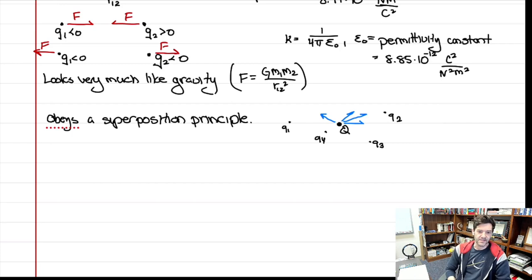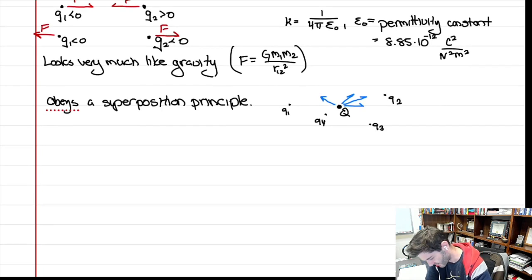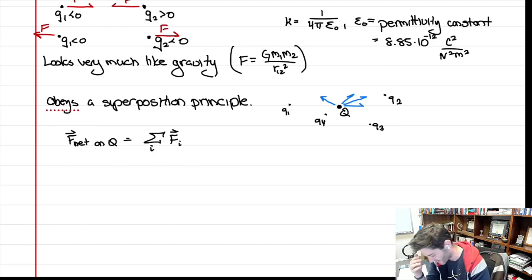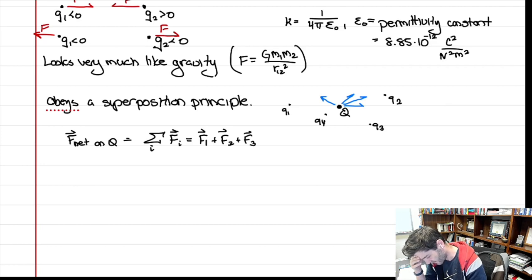And in all of these cases, we could say, what is the net force on Q? Well, we just sum them all up. So the net Coulomb force, and I'll write this as a vector, on capital Q is just the sum of the Coulomb forces from each individual charge, right? The Q1, the Q2, the Q3, the Q4. Again, this being a summation over i, it just ends up being F1 plus F2 plus F3 plus F4 for this particular example.